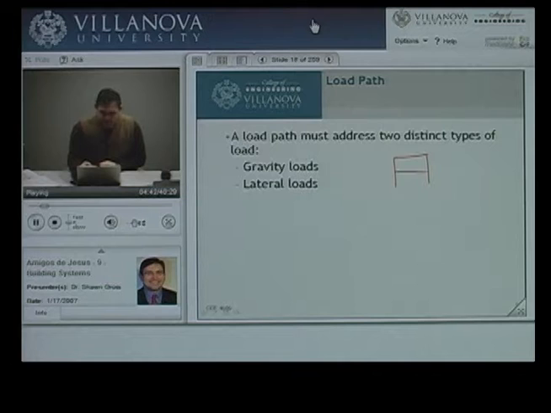Those might be the loads acting in this particular fashion: dead loads, snow loads, etc. And I'm also going to have lateral loads, and maybe those come from wind. Maybe they come from earthquake forces. So I have to have essentially a load path that works for both of those types of loads.